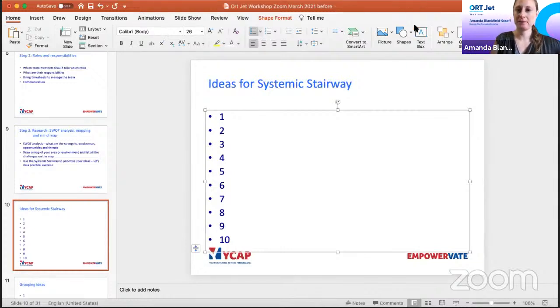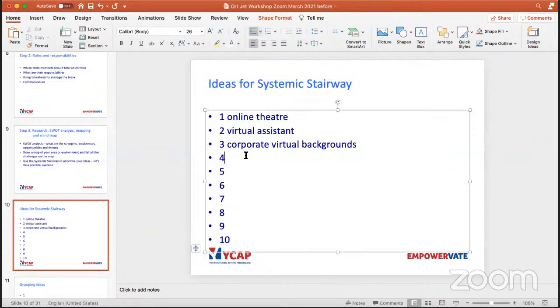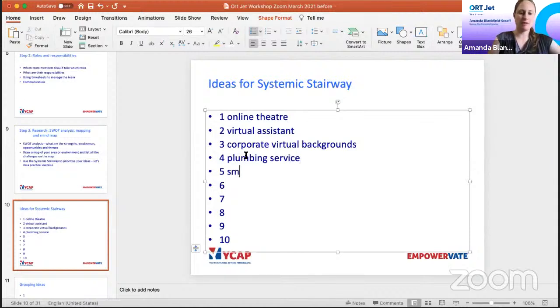Okay, we've got one. Online theatre, there we go. Virtual assistant. Corporate virtual backgrounds. I would say smart TVs. Great. Plumbing service, smart TVs. Okay. Anything else?